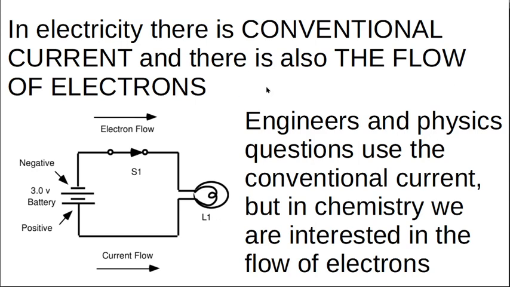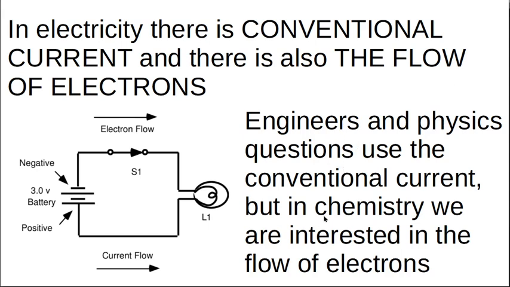Now, the last thing to remember with current is that we've got two kinds of current, because life would just be too boring if there was only one kind. In electricity there's conventional current and there's the flow of electrons, okay? So engineers, people who actually work with electricity and build houses and electrical networks across the country, always use the conventional current. And when we do physics questions all the way to grade 12, we're going to use conventional current, okay?